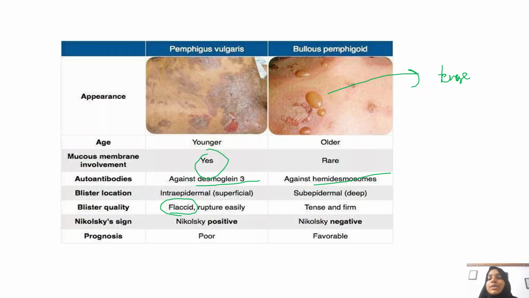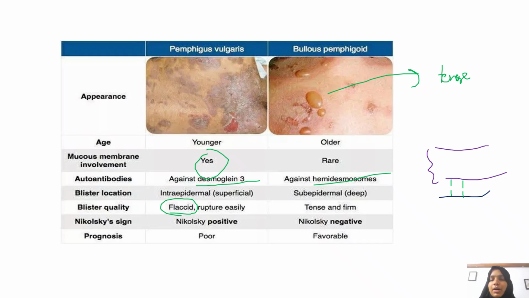Now, hemidesmosomes are between, you have two layers, right? Like you have the epidermis here. Suppose you have the epidermis here, and you have the dermis layer here. In between these two, when there is connection between the cells, it is called the hemidesmosomes. Okay. In between the cells in the stratum spinosum, when you have some interconnections, that is called the desmosomes. In pemphigus vulgaris, there is antibody against desmosomes, and the component which is usually affected is desmoglein 3.